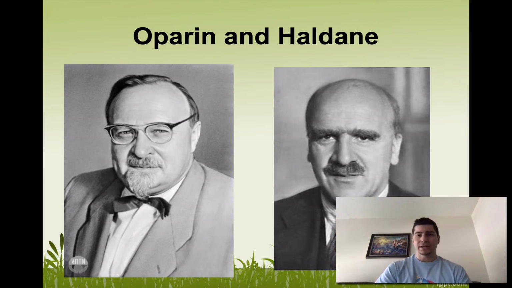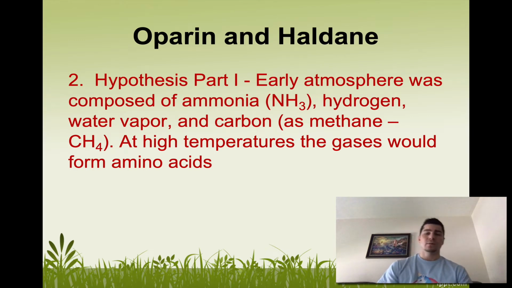So after this, we started to want to learn, okay, where did life come from? Where did life start? And how did we start to get all these macromolecules that made up life? To start off, these two guys, Oparin and Haldane, had a hypothesis that we had some gases on early Earth. These gases were ammonia, NH3, so nitrogen bonded to three hydrogens. It was hydrogen gas. It was some water vapor, so it wasn't water, it was the gaseous form of water. And then carbon, which was found in methane, which is carbon bonded to four hydrogens.